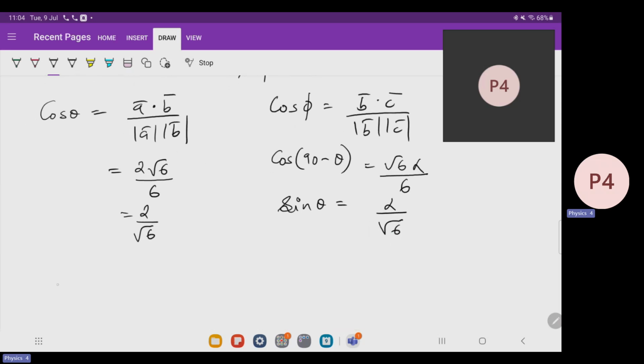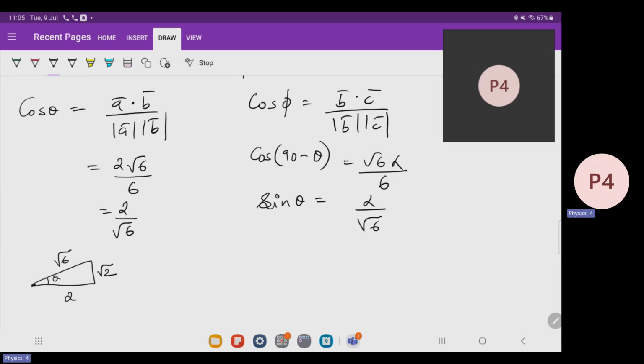Now what would be sin theta? We can find sin theta. Root 6, sorry. So this is 2 and this is root 6. So this would be root 2. So sin theta is root 2 upon root 6 is equal to alpha upon root 6. So alpha we will get as root 2.